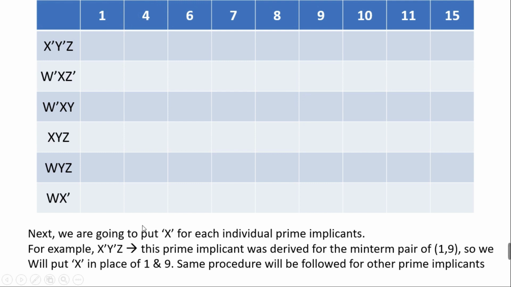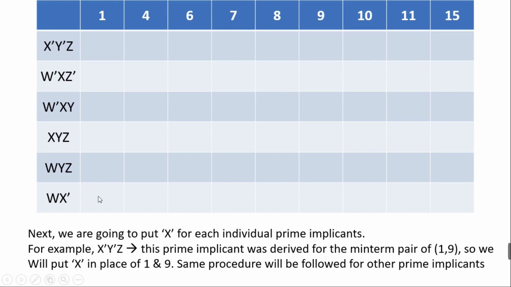So now we're going to put a specific symbol for each individual prime implicant. The symbol is marked as X. It's basically a cross sign, indicating cancel or something like that, but we're going to call it X. We're going to put this symbol for all of those prime implicants, but not everywhere, only at some specific positions.